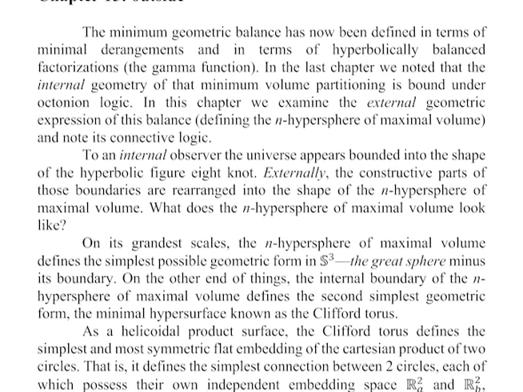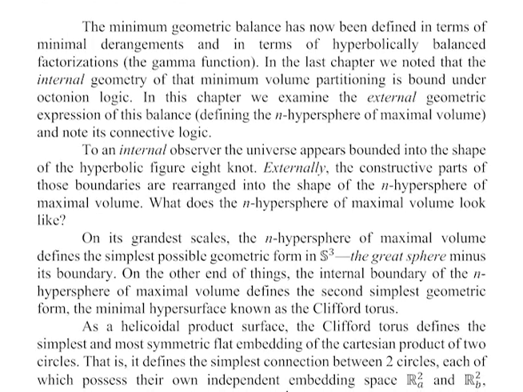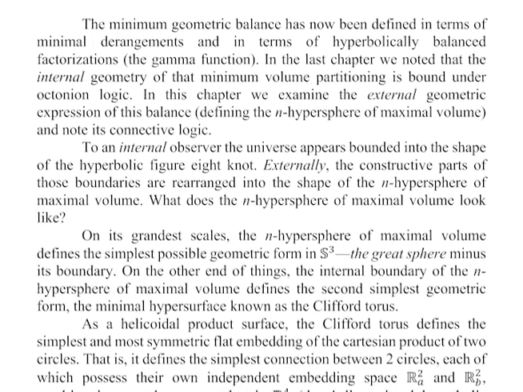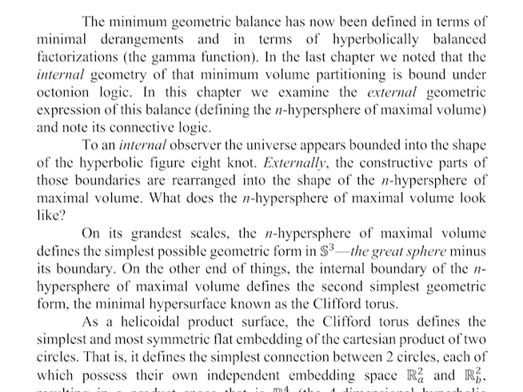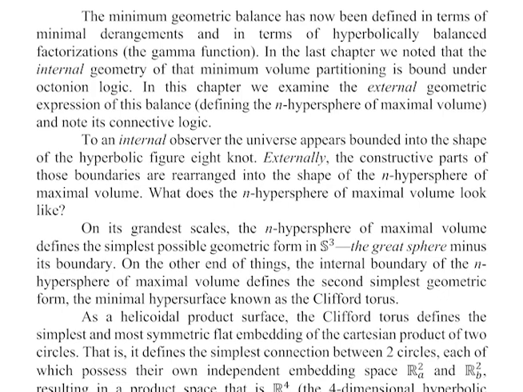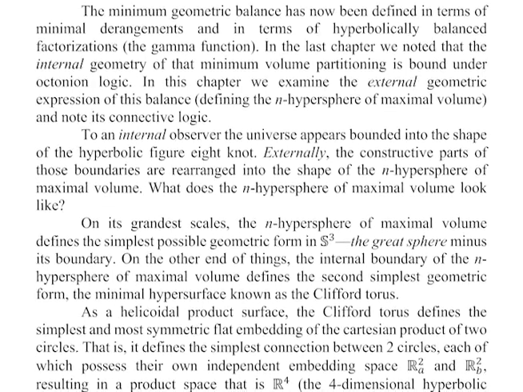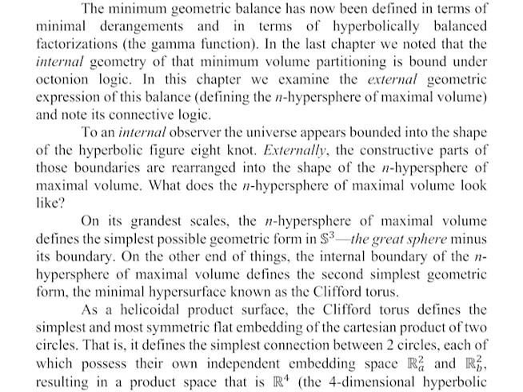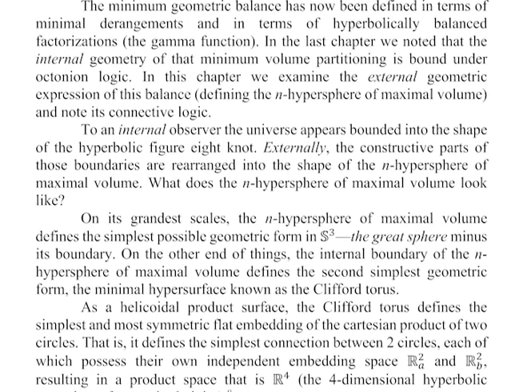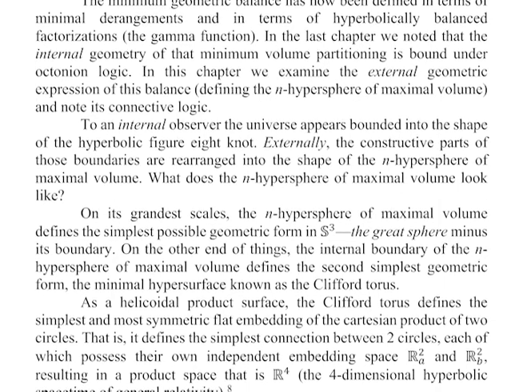But externally, the constructive parts of those boundaries, the same circles that make up the hyperbolic figure eight knot construction, are rearranged into the shape of the n-hypersphere of maximal volume. More specifically, they form the internal projective boundary of the n-hypersphere of maximal volume. What does the n-hypersphere of maximal volume look like?